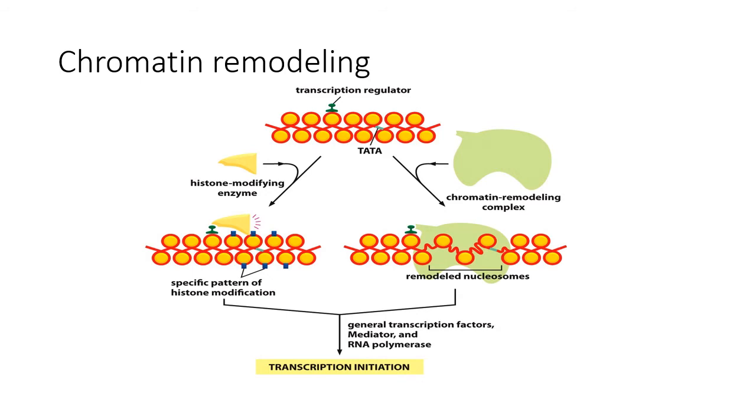But they are fundamentally different, because remodeling involves moving the nucleosomes around in some way, whereas the enzymatic modification by acetylation or whatever is basically just a modification of that particular lysine on that particular nucleosome.